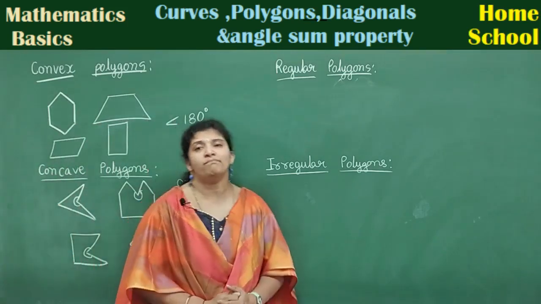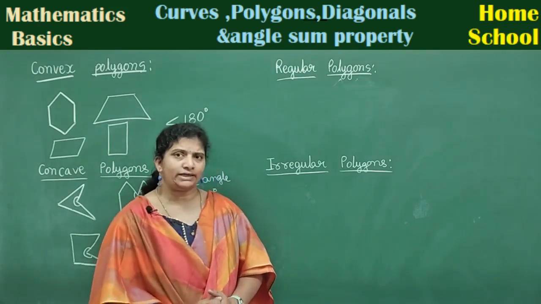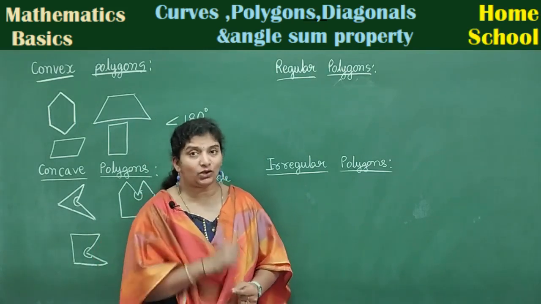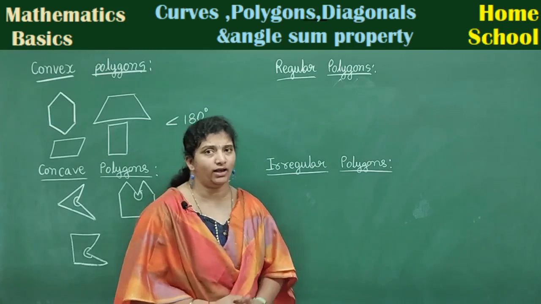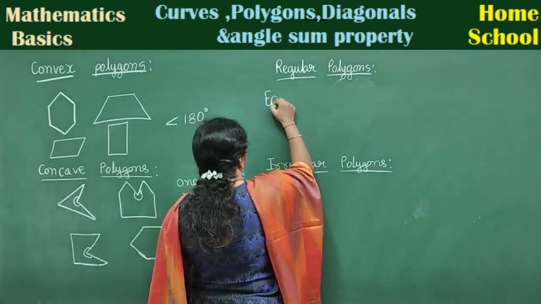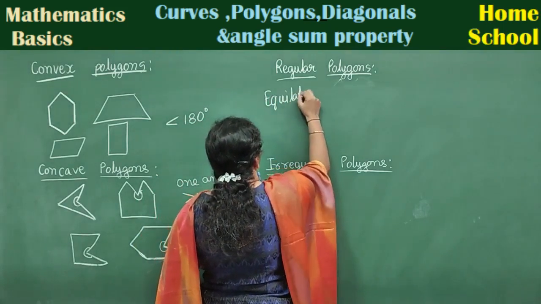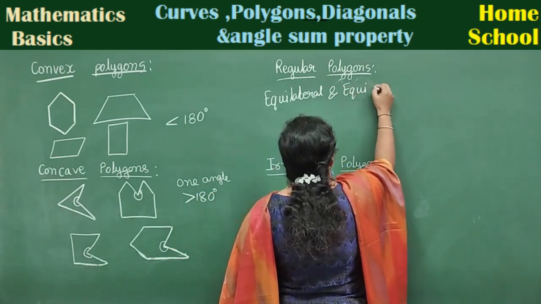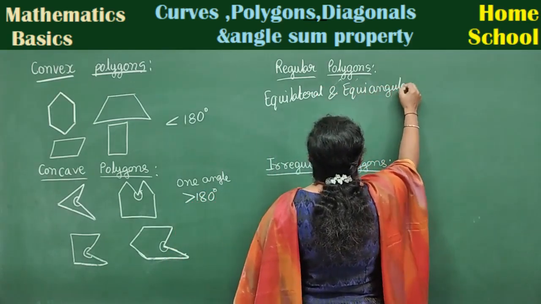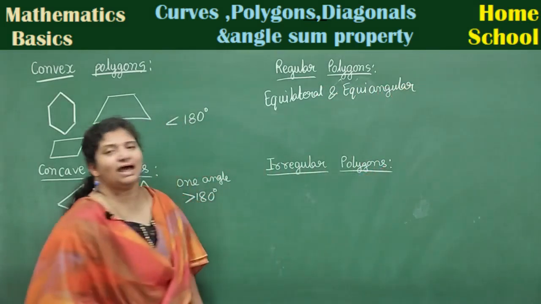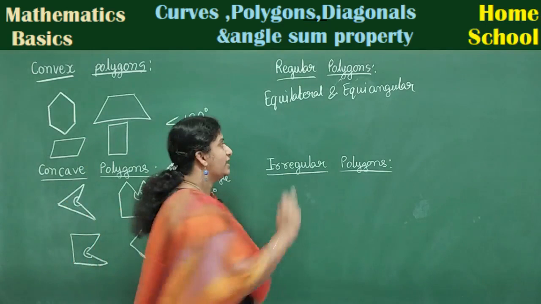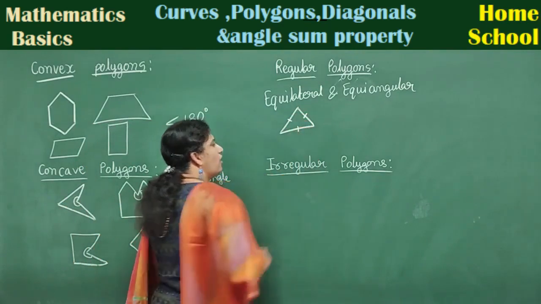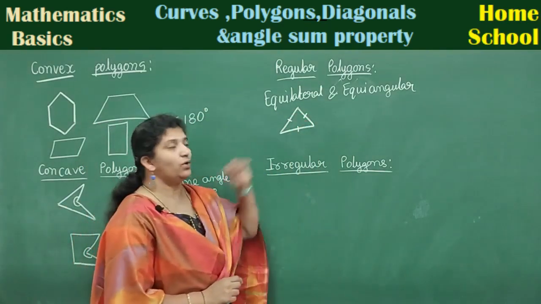Next, coming to regular polygon. What is a regular polygon? A polygon that is both equilateral and equiangular is called a regular polygon. Equilateral and equiangular. What do you mean by this? Equilateral: all sides are equal. Equiangular.